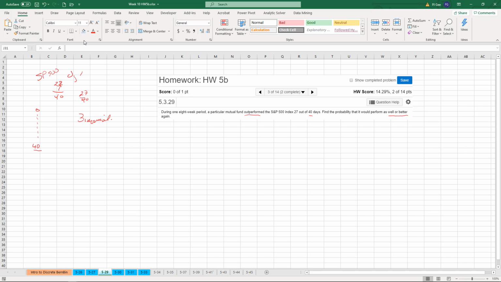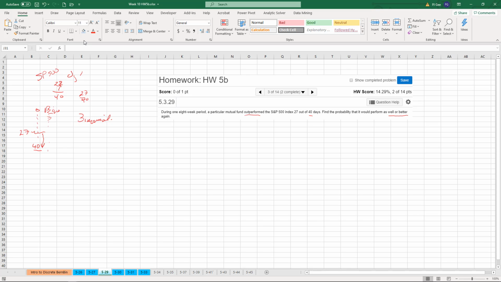Okay, so we have one of these tables here. We run the binomial function down here to visualize what's going on. The binomial function, we do all of these down here from 0 to 40. And right about here, it has 27. Okay, so it's saying, what if it gets 27 or better?